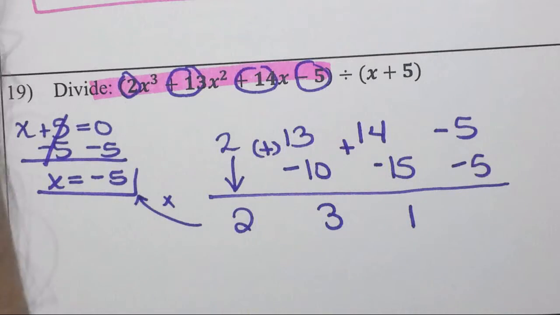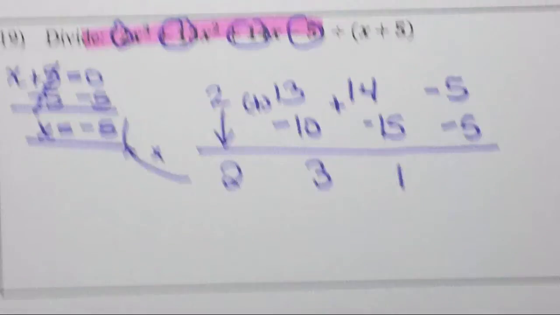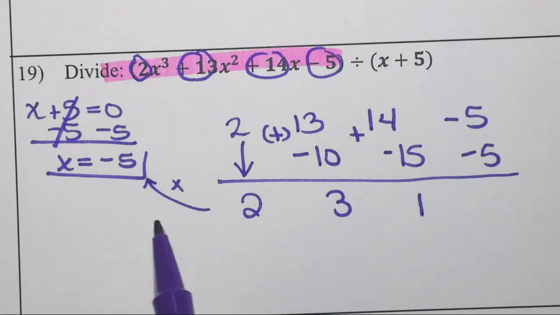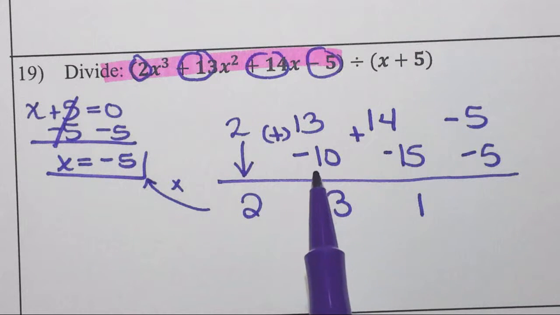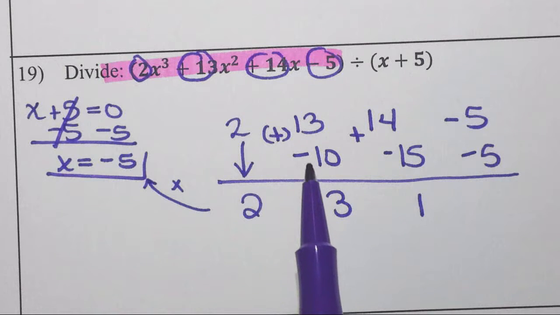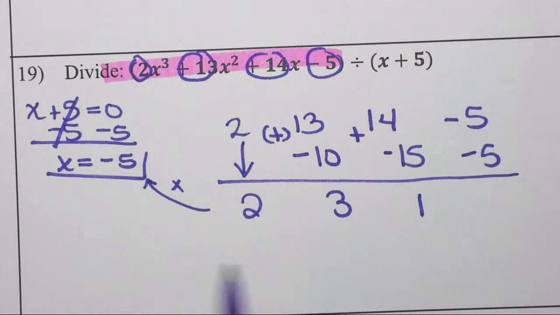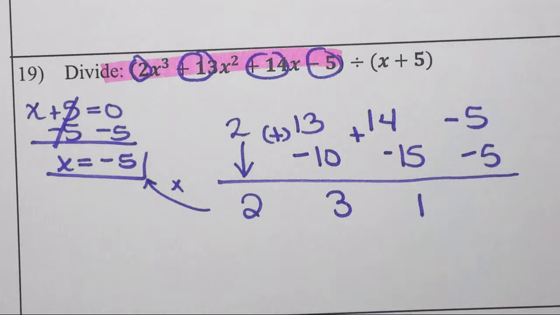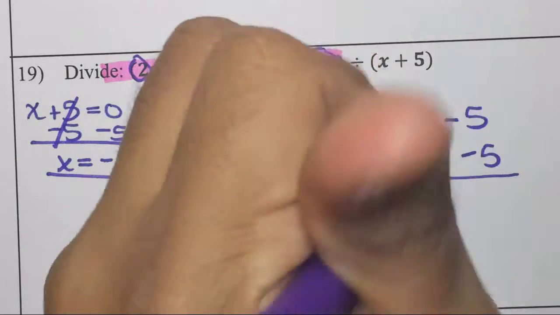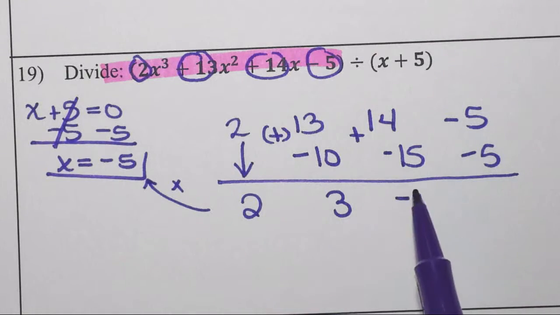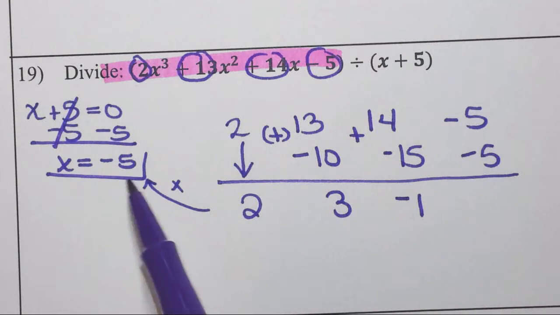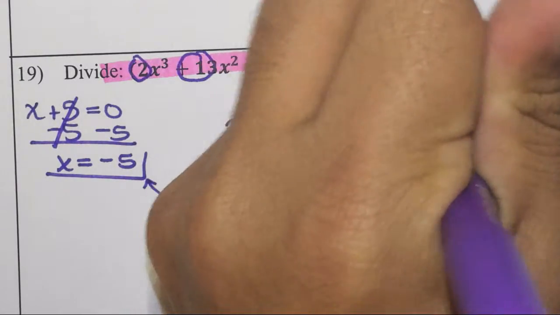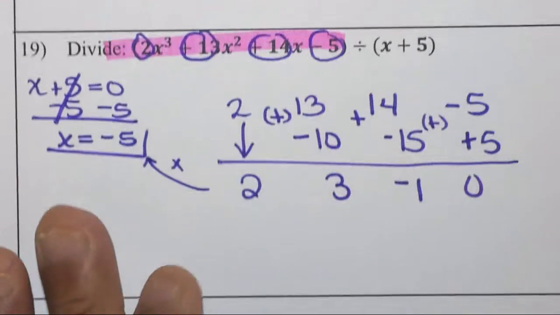Let me make sure. I feel like I made a mistake somewhere. Let's see, 2, 13, 14, and a negative 5. Bring down the 2. 2 times a negative 5 is a negative 10. So 13 minus 10 is a 3, times a negative 5 is a negative 15. 14 plus a negative 15, there we go, is a negative 1. And then a negative 1 times a negative 5 is a positive 5. You add those two and you get a 0.